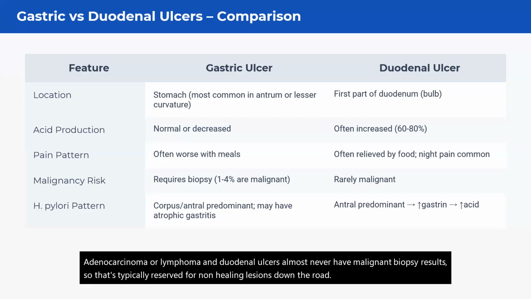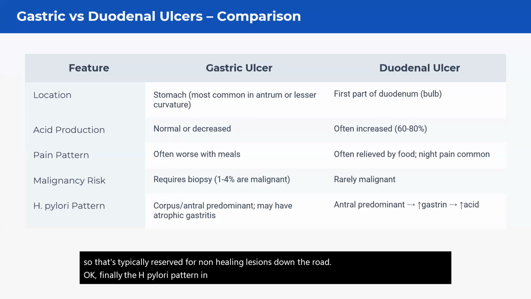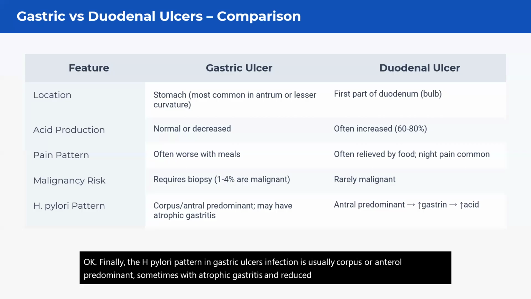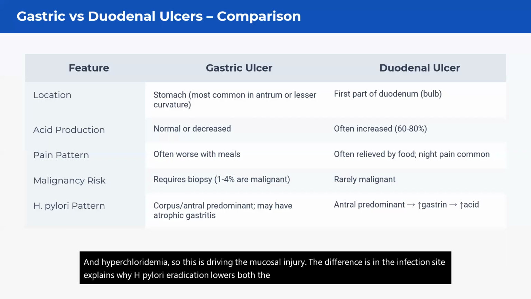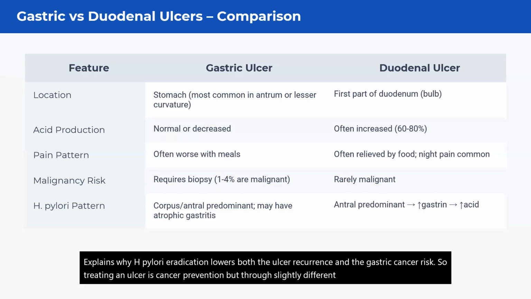Okay, finally, the H. pylori pattern. In gastric ulcers, infection is usually corpus or antral predominant, sometimes with atrophic gastritis and reduced acid production. In duodenal ulcers, the infection there is antral predominant with increased gastrin and hyperchlorhydria. So this is driving the mucosal injury. The difference in the infection site explains why H. pylori eradication lowers both the ulcer recurrence and the gastric cancer risk. So treating an ulcer is cancer prevention, but through slightly different mechanisms.